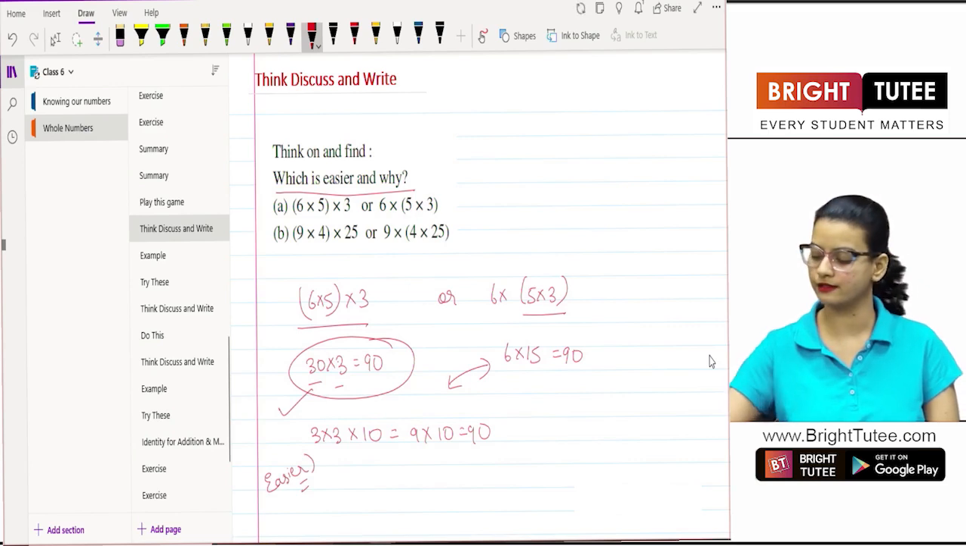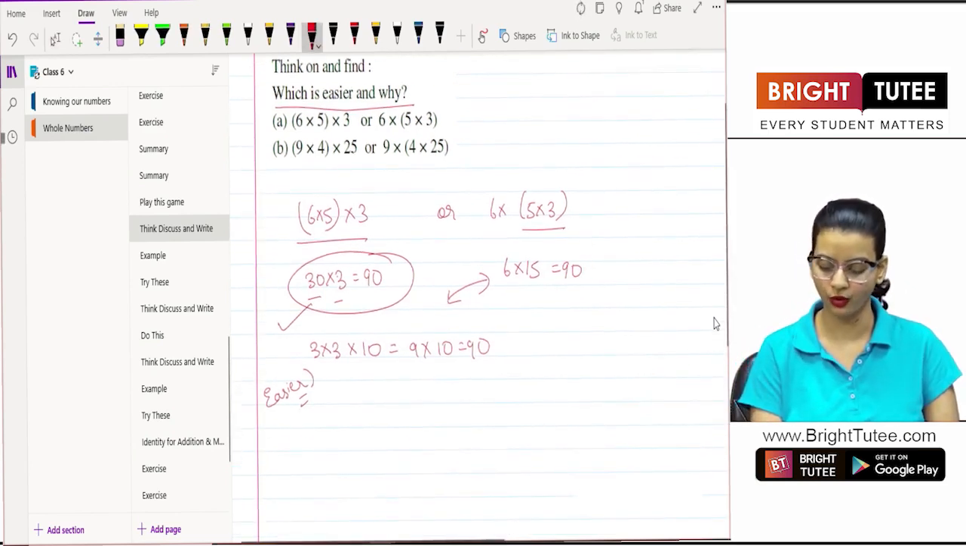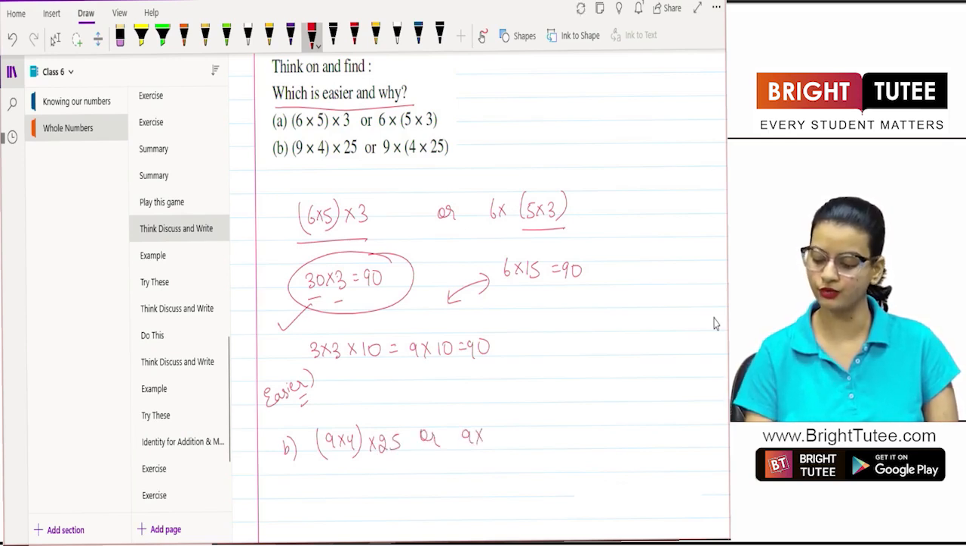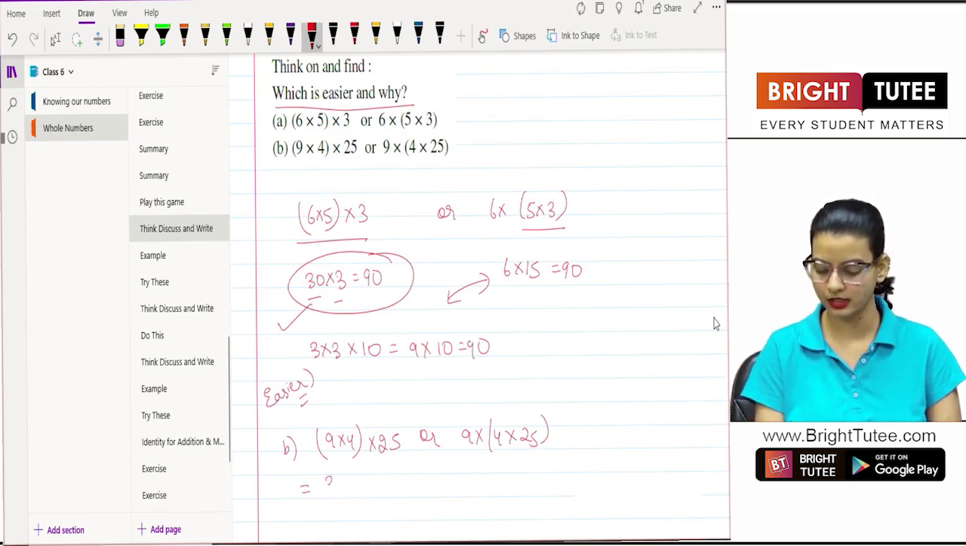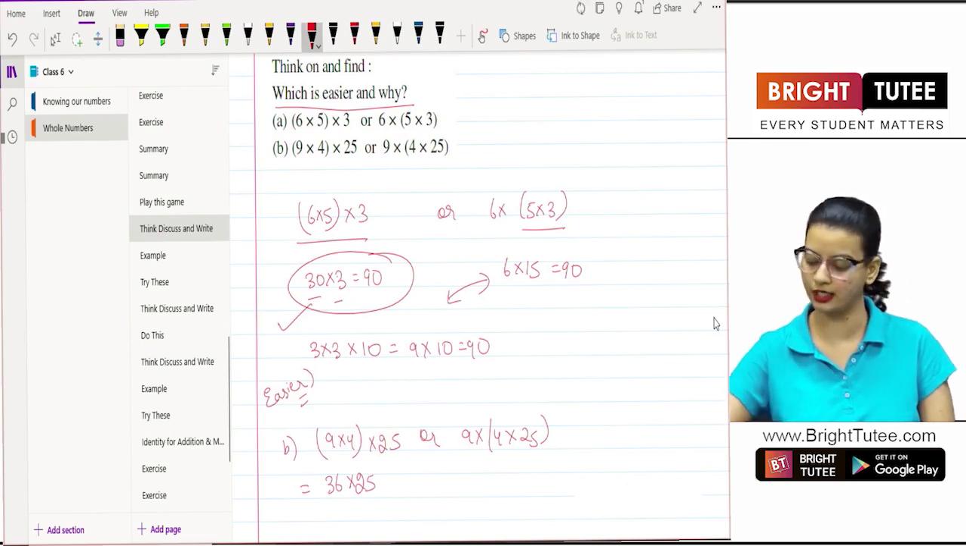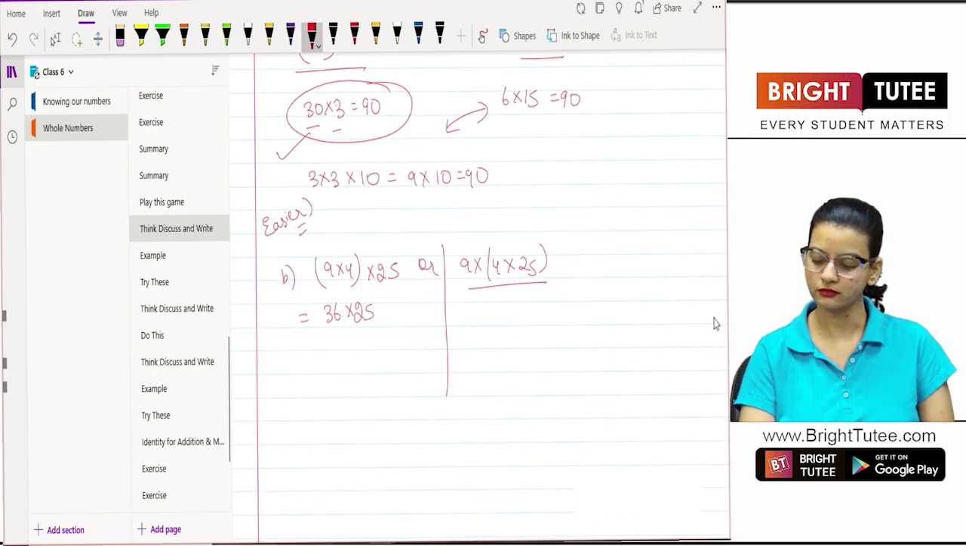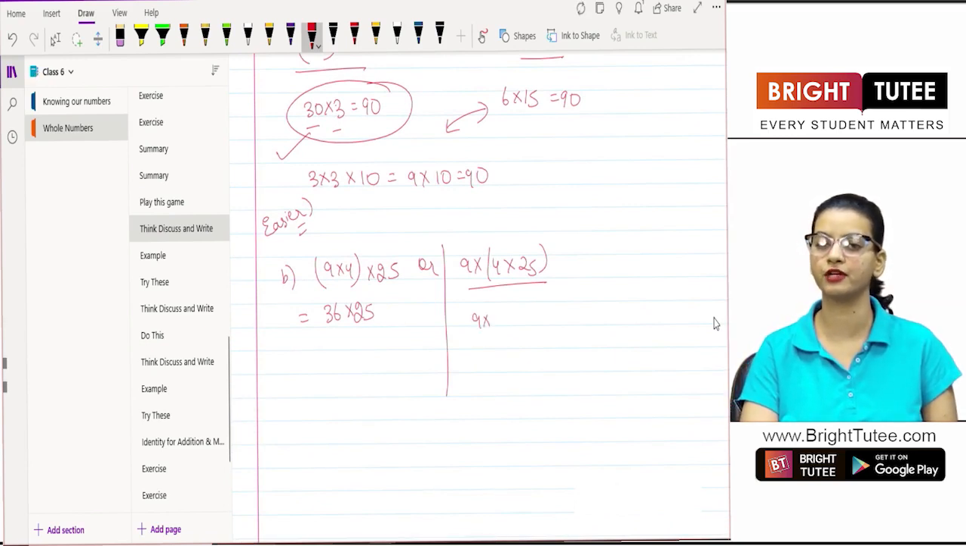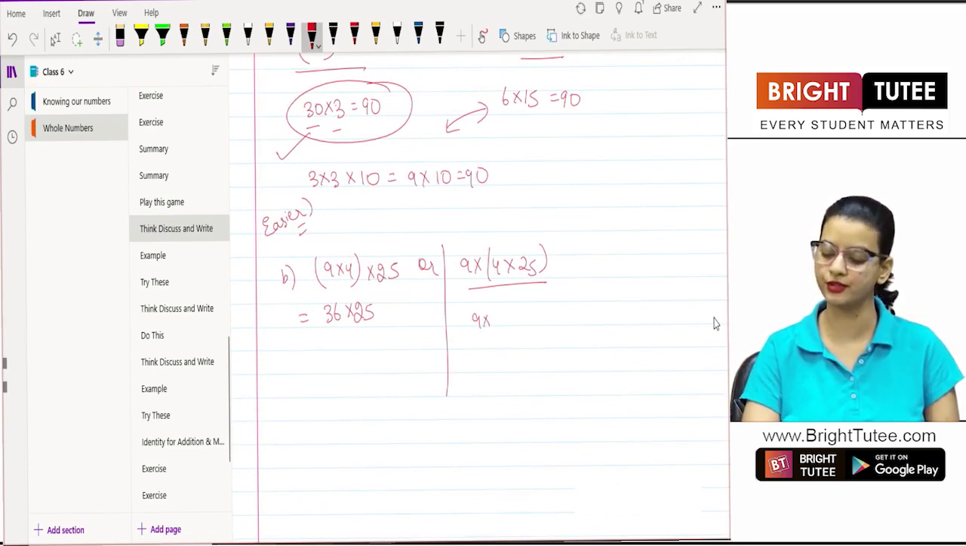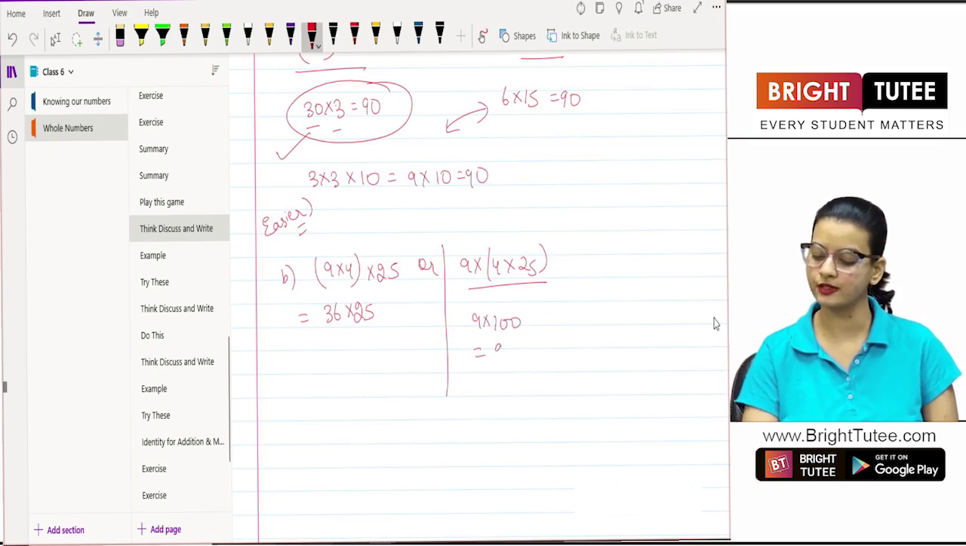Now, let's see this. We have (9 into 4) into 25, or 9 into (4 into 25). Now, 9 into 4 is 36 and 36 into 25. This is a little difficult to calculate. Now, let's calculate this one: 9 into (4 into 25). 25 into 4 is actually 100, so this is much easier to calculate. We get 900.